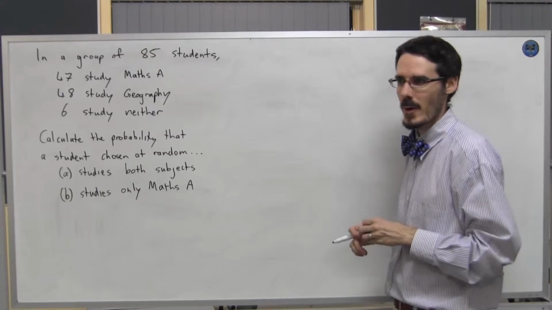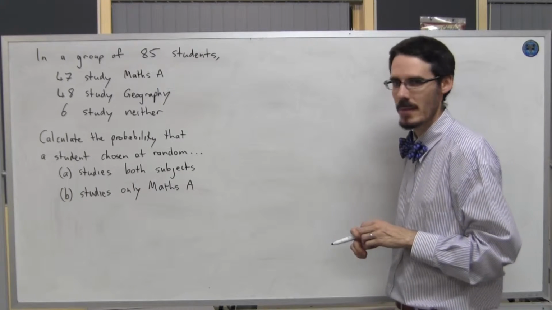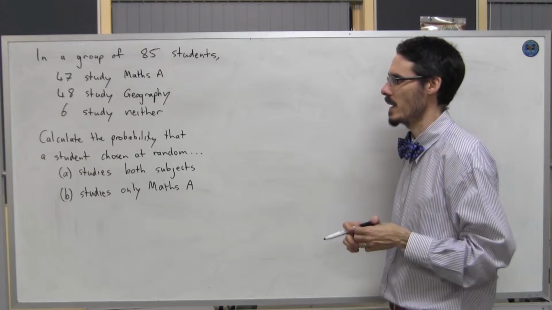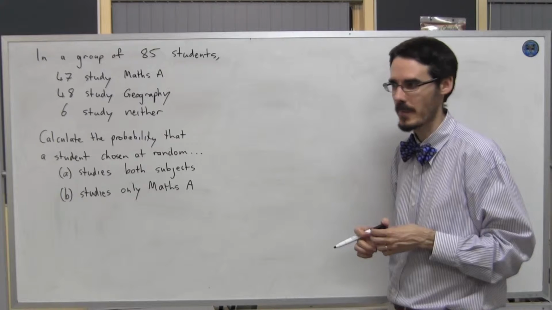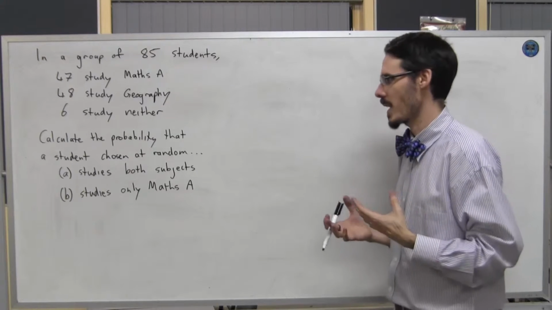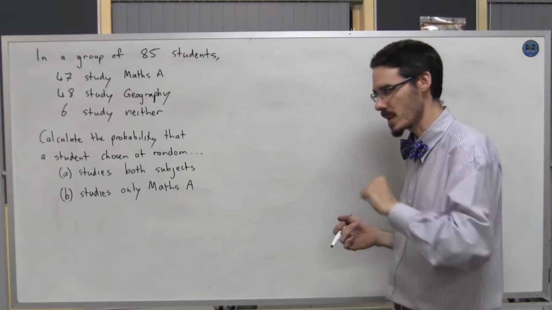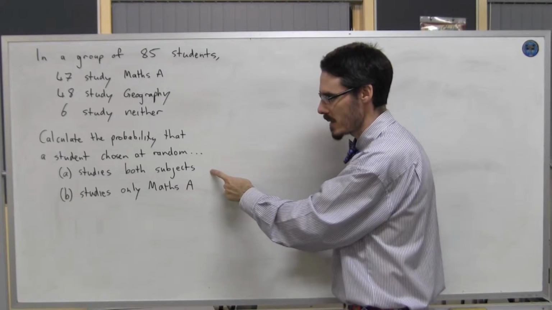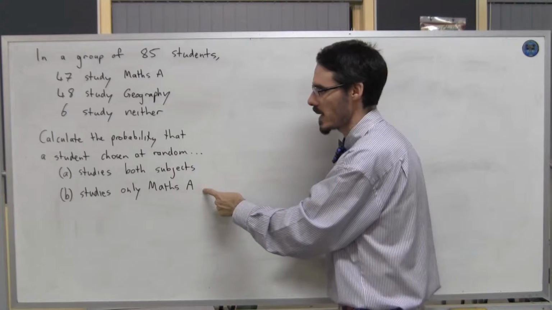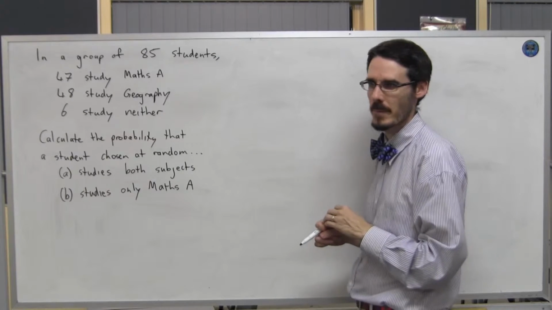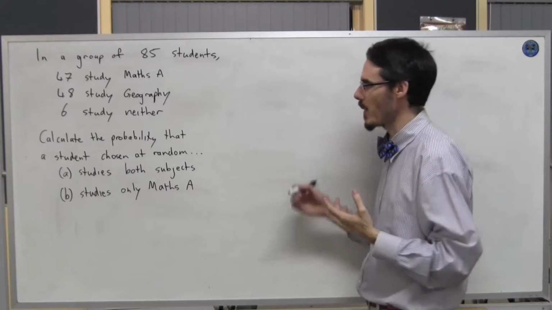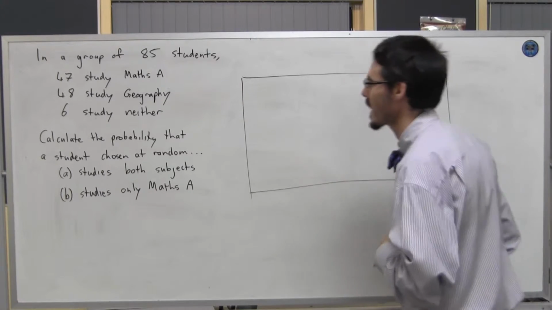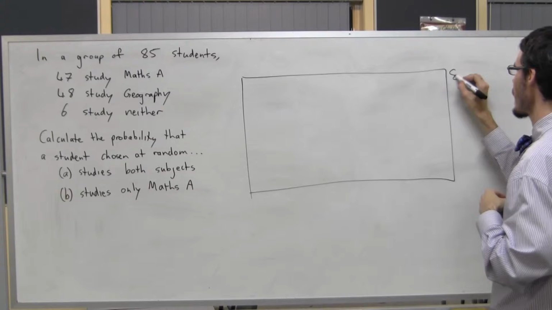In a group of 85 students, 47 study Maths A, 48 study Geography, and 6 study neither. We have to calculate the probability that if I choose a student at random, they study both subjects, or they study only Maths A. So, draw up a Venn diagram.